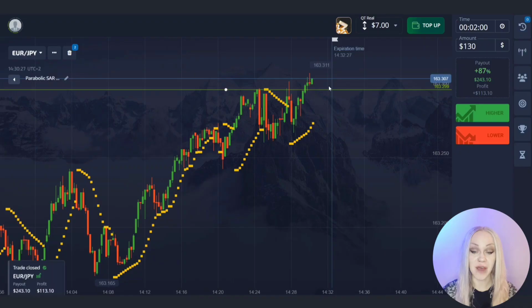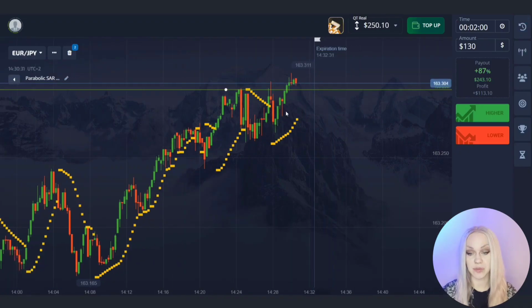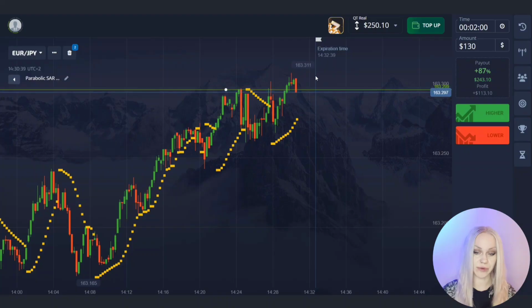The price continued to move up and we make a profit. As you can see, we were able to predict the further price movement again. The indicator was right and gave us a good entry point. In combination with technical analysis, this indicator works perfectly. So let's continue and find the next entry point.